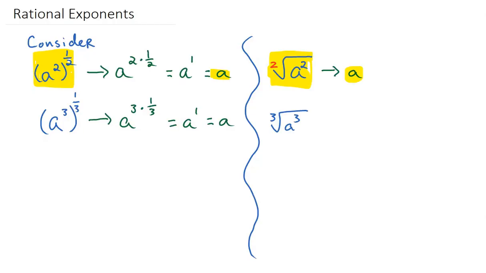Similarly, if we were to have the cube root of a to the third, then that index and that exponent will cancel each other out, giving us just an a. So in this case, when we cube rooted a number, it behaved in the same way as when we raised it to the 1/3 power. And that's because of how the multiplication of fractions works. So we got an a and we got an a.